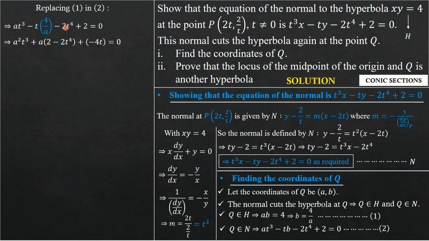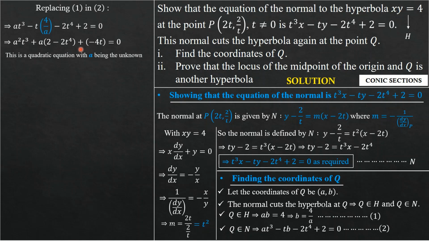Now you multiply negative 2t raised to the power 4 with a, you get negative 2a t raised to the power 4. You multiply 2 with a, you get 2a. Now you can pair the terms in a together. I already paired them and I got this. Now what can we verify? What can we see?